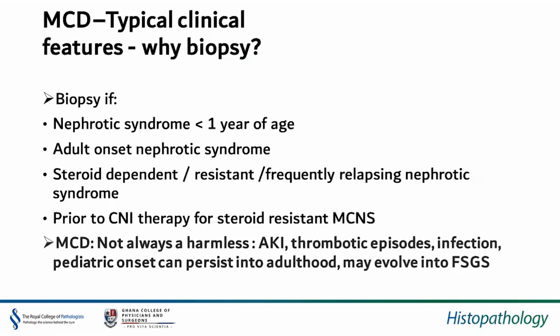So if minimal change disease has such a characteristic appearance, where is the need to biopsy it? Well, you should perform a biopsy at the two extremes of age. Nephrotic syndrome at less than 1 year of age, because these may have a genetic basis, and in adult onset nephrotic syndrome, because it may not be minimal change. You don't want to be missing some other disease like a membranous or amyloid or something else. Any cases of minimal change that are steroid dependent or steroid resistant or frequently relapsing should be biopsied.